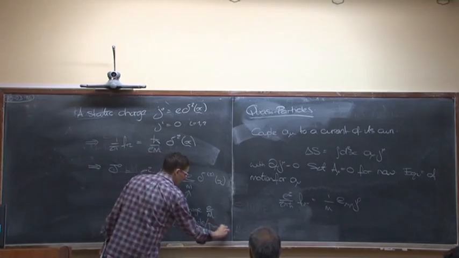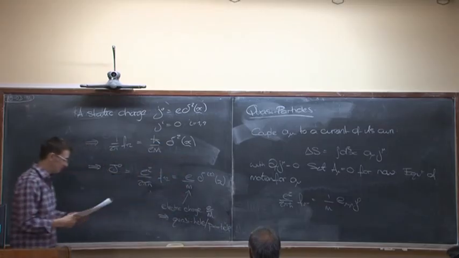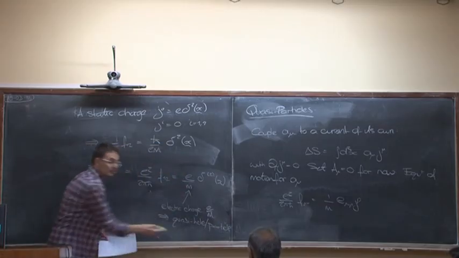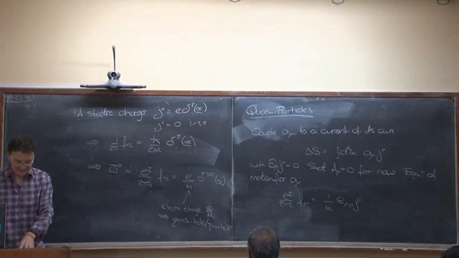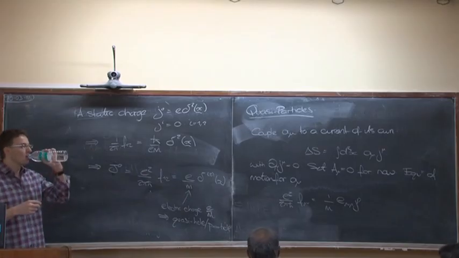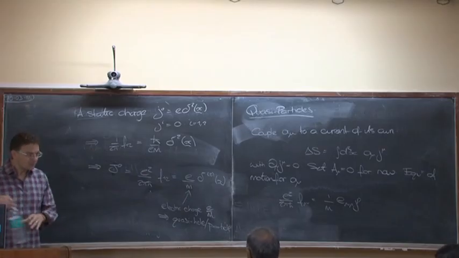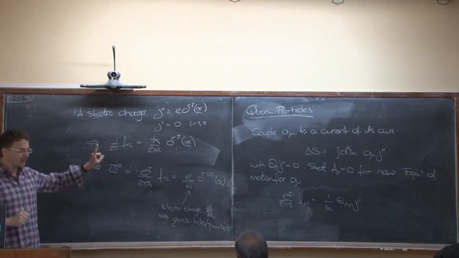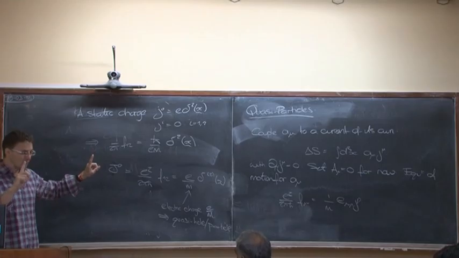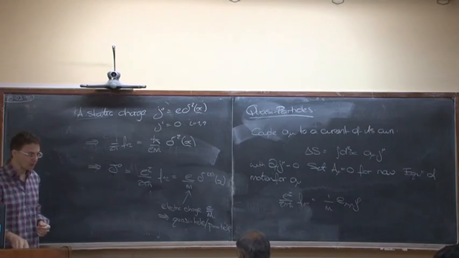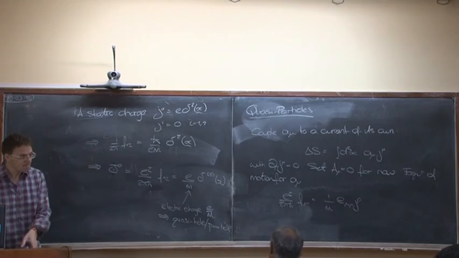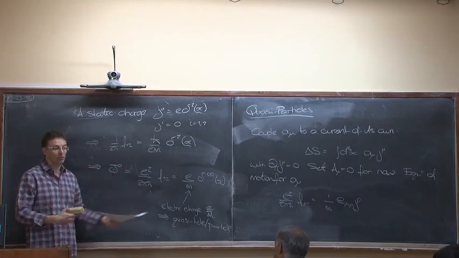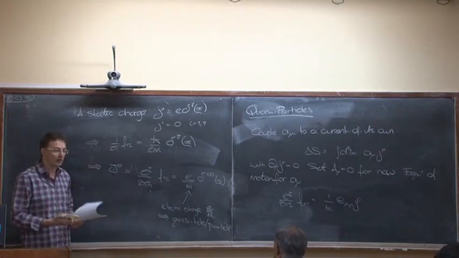Something which has little charge with respect to little a has charge e over m compared to the external. That's right. Charge 1 with respect to little a means charge 1 over m with respect to the genuine electric. Which is, of course, exactly what we wanted. Exactly what we saw using the Laughlin examples.